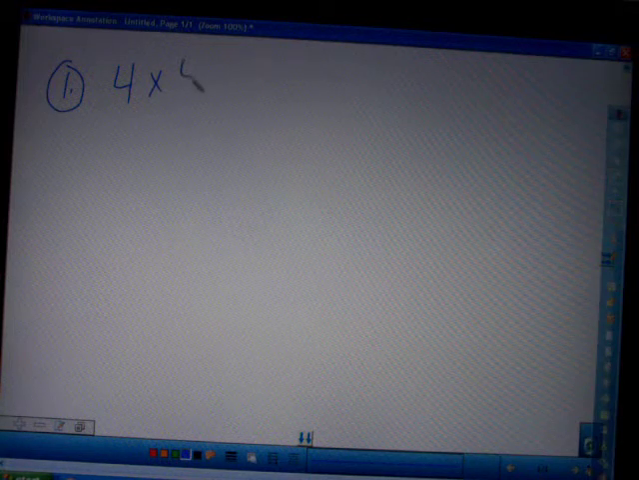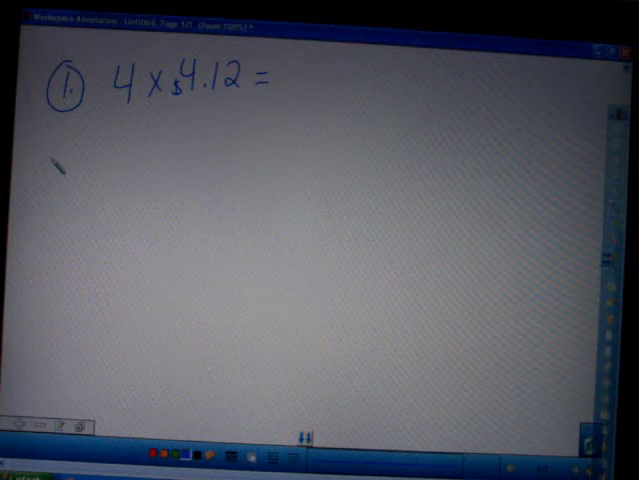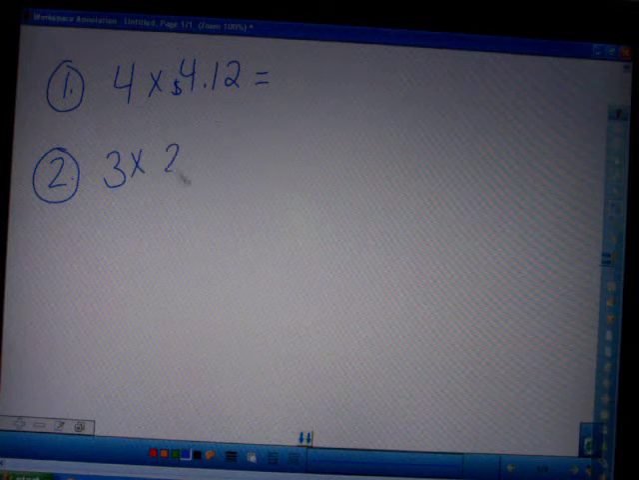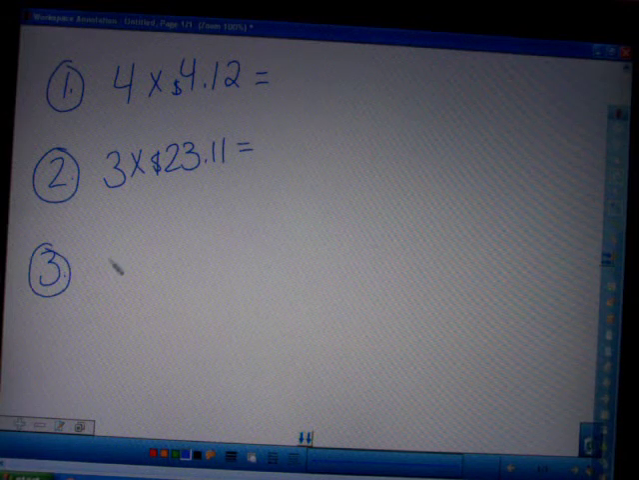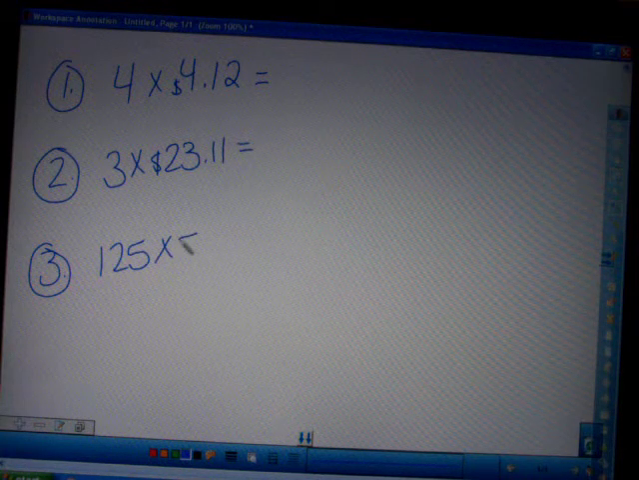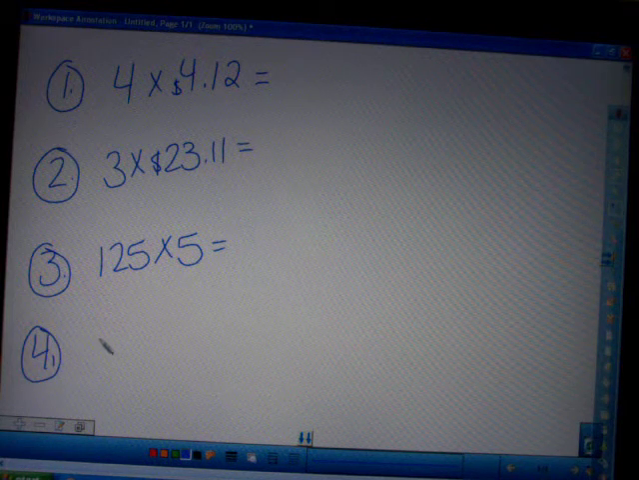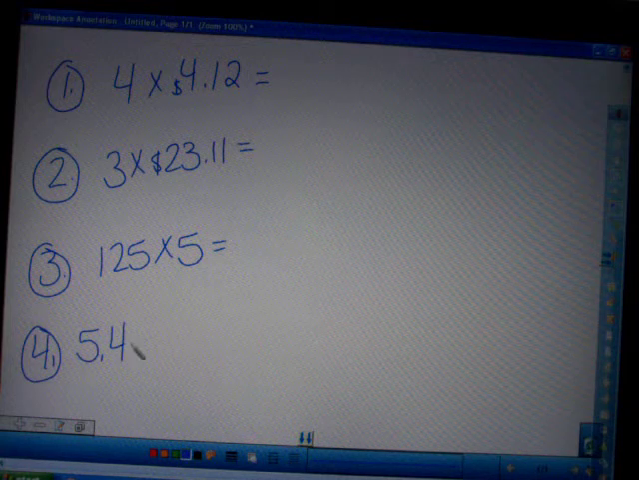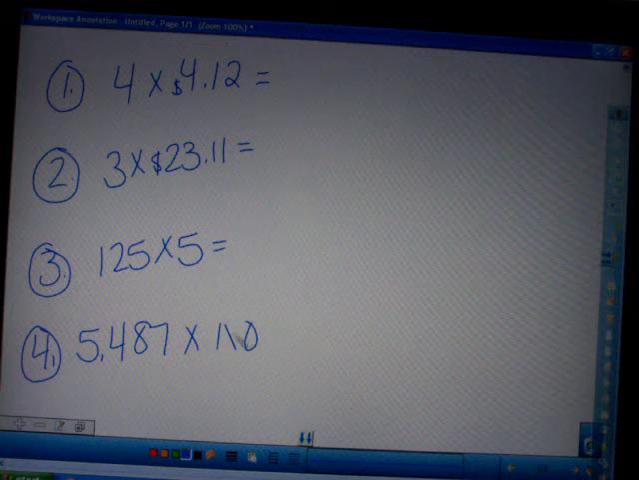If I do 4 times $4.12, estimate what that will be, and make sure when you estimate that you always write down what you're estimating it to. So here, 3 times $23.11. And then for number 3, we're going to do 125 times 5. And we'll do one more: 5,487 times 170. Oops, that's supposed to be 7.